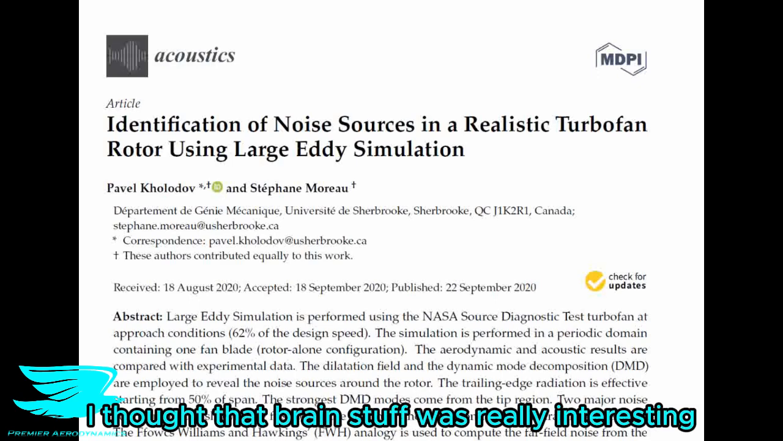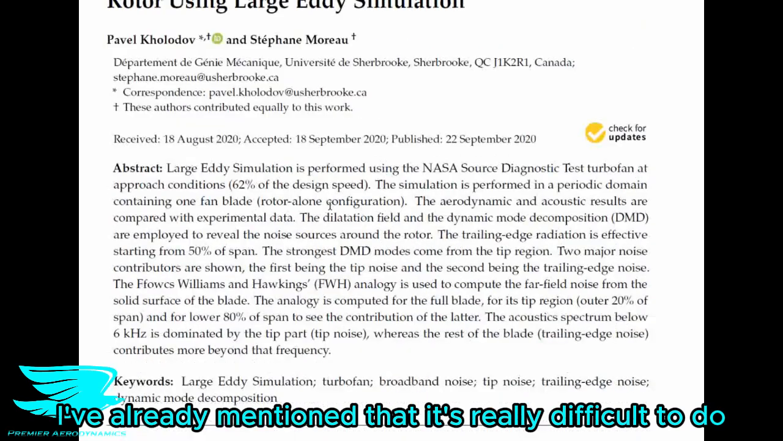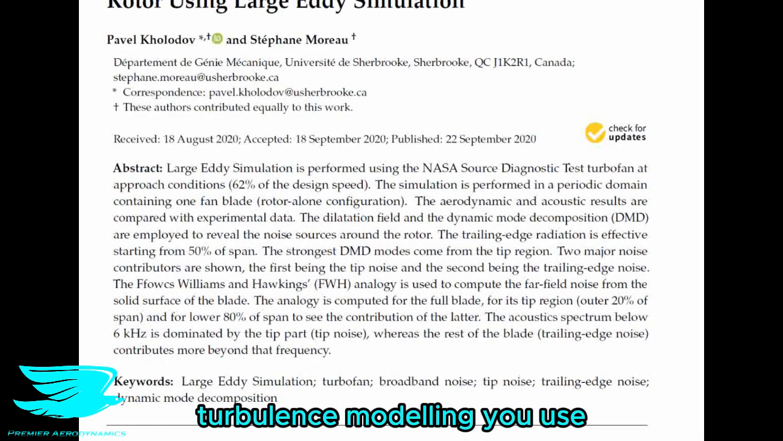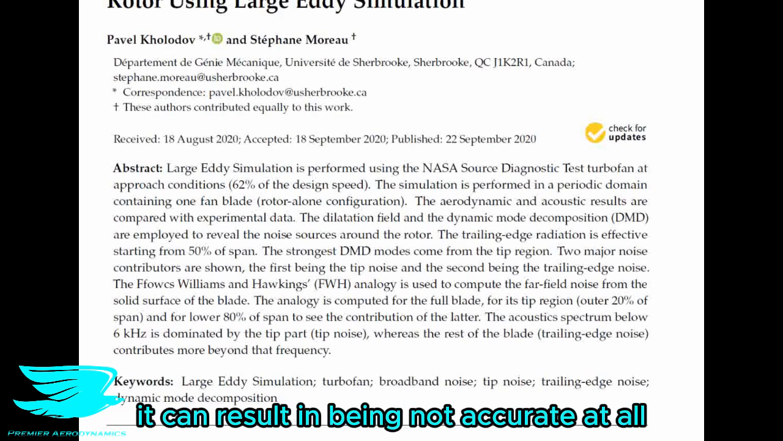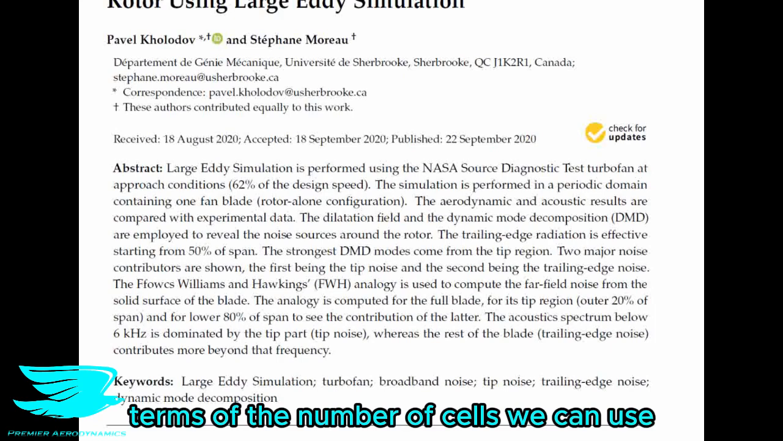Anyway, I thought that brain stuff was really interesting, but let's get back to this paper. So where does this leave us with modeling noise? I've already mentioned that it's really difficult to do. And depending on which turbulence modeling you use and which approach you use, it can result in being not accurate at all to being quite accurate, and we are limited in terms of number of cells we can use.